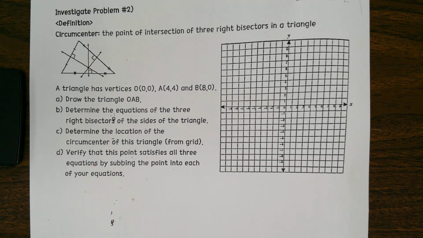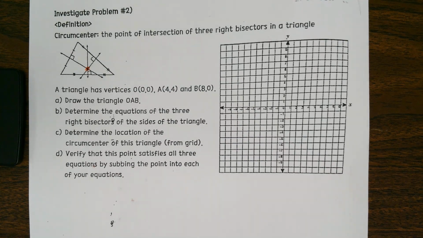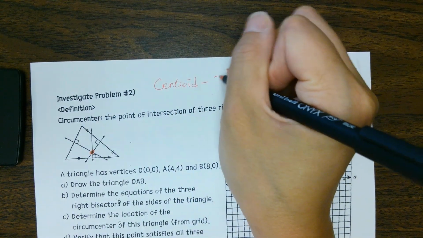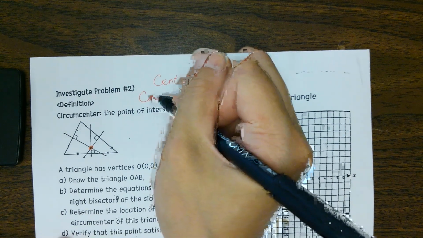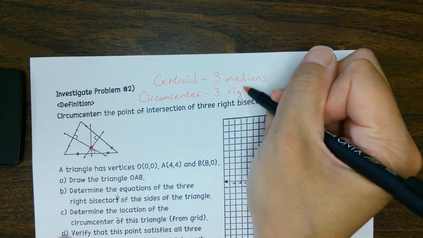Circumcenter. What is the circumcenter? What do you think? It clearly says this on the paper, but what do you think the circumcenter represents? Yep, Nikki? The point of intersection of two bisectors in a triangle? Right. Okay, so remember that. People always mix up these two. Centroid is the intersection point of the 3 medians. Circumcenter is the intersection point of 3 right bisectors.